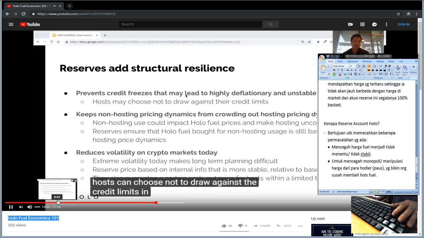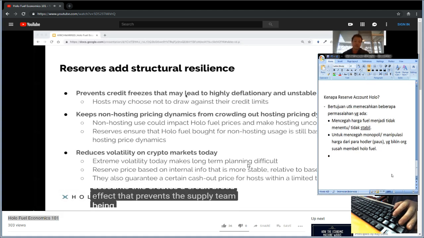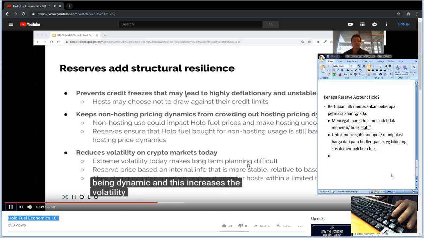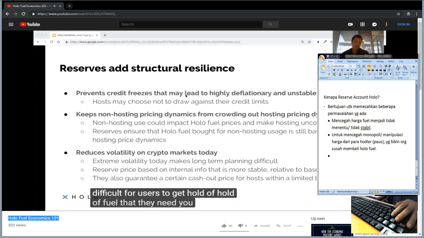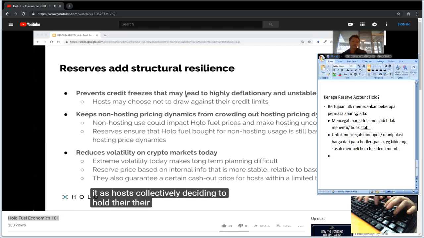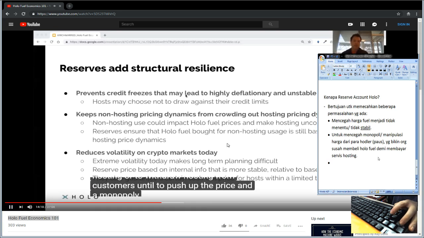The credit limits. In the absence of reserve accounts, this creates a credit freeze effect that prevents the supply from being dynamic, and this increases the volatility. And it also makes it difficult for users to get hold of Holo Fuel that they need. You could think of it as hosts collectively deciding to hold their customers for their hosting, well, to withdraw hosting from customers until we push up the price in a monopoly situation.